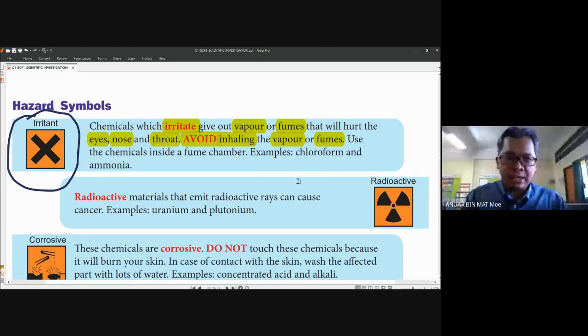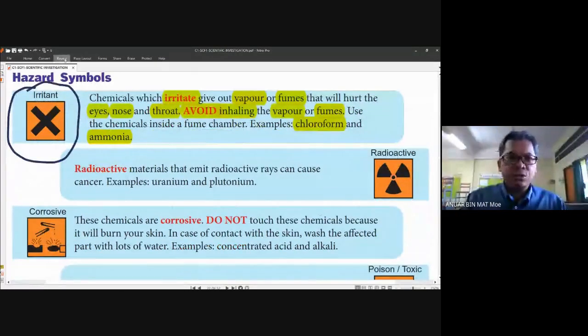Okay, you get irritation, meaning maybe you have some discomfort in your eye, it may become watery, and your throat will become very sore, in pain, because you accidentally smelled or inhaled the vapor. So this is an irritant. What is an example of an irritant chemical? Chloroform and ammonia, right? This is an example of an irritant. So you must avoid inhaling it, or you must avoid smelling it, right?